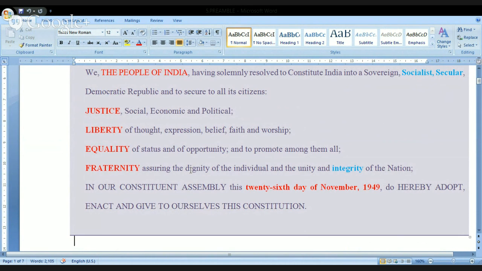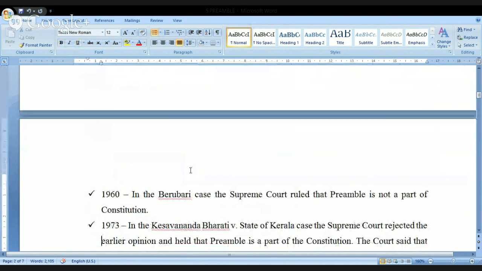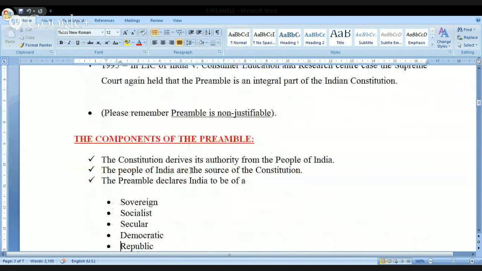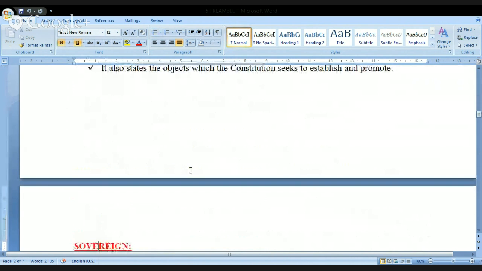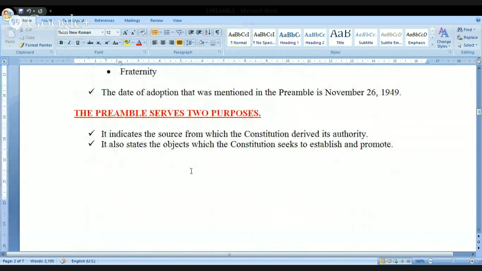If you observe, in the first line you see sovereign, socialist, secular, democratic republic. And starting from the third line, through the third, fourth, fifth, and sixth lines, the objectives of the preamble are mentioned. Justice should be achieved, liberty should be provided, equality and fraternity. These four are considered the specific objectives. Hopefully I'm clear. You need to follow these points very clearly; that is very, very important. And the date of adoption mentioned was November 26th, 1949.